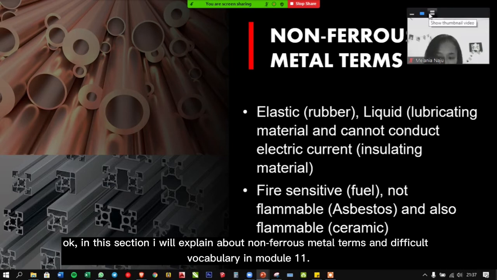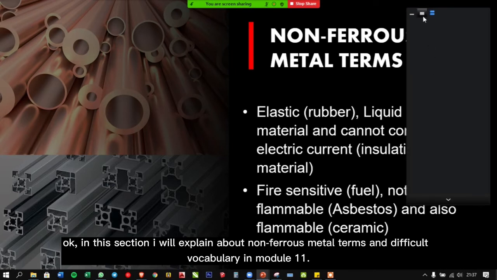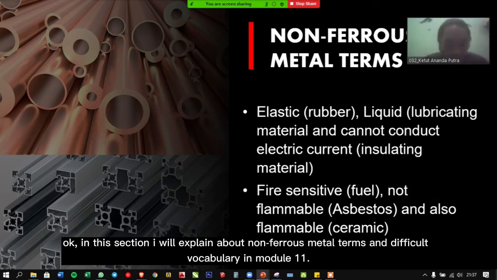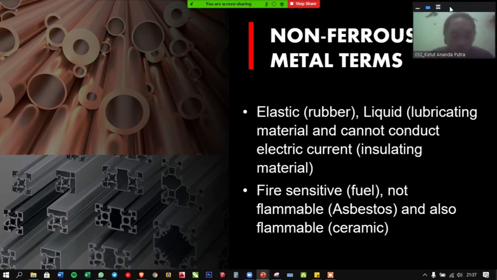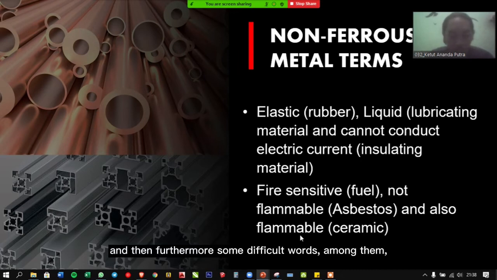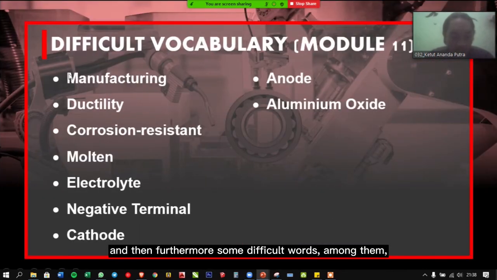In this section, I will explain about non-ferrous metal terms and difficult vocabulary in Module 11. First, non-ferrous metal terms: elastic, rubber; liquid, lubricating material; cannot conduct electric current, insulating material; fire-sensitive, not flammable, asbestos; and also flammable, ceramic. Furthermore, some difficult words among them.